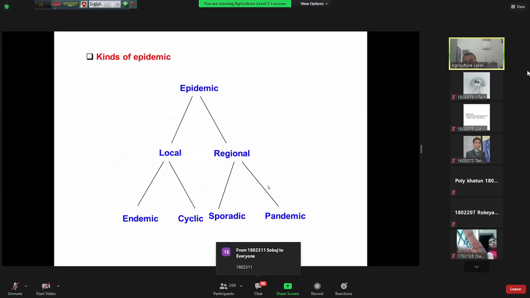What are the different kinds of epidemic we can see? Different types or kinds. So you have to remember here, kinds and types of epidemic.